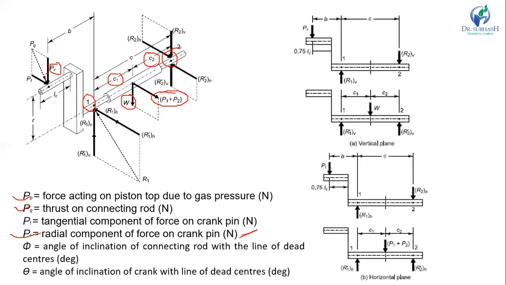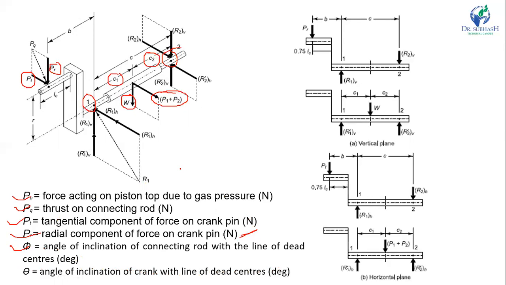One is the PT. PT is the tangential component of force on the crank pin, and this is the PR. PR is the radial component of force on the crank pin. Phi is the angle of inclination of the connecting rod with the line of dead center in degrees, and theta is the angle of inclination of the crank with the line of dead center.